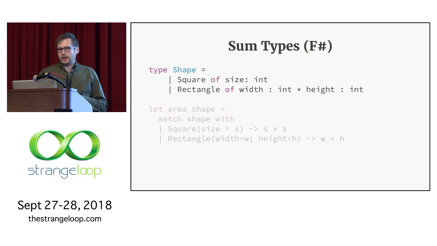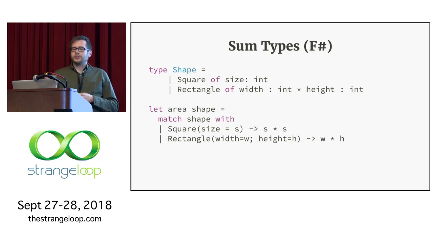So we might define our Shape type to be either a square that has a size that's an integer or a rectangle with a width and a height. We can then define algorithms on that type. For example, a routine to calculate the area that can check which type of shape we're dealing with and then calculate the area accordingly.